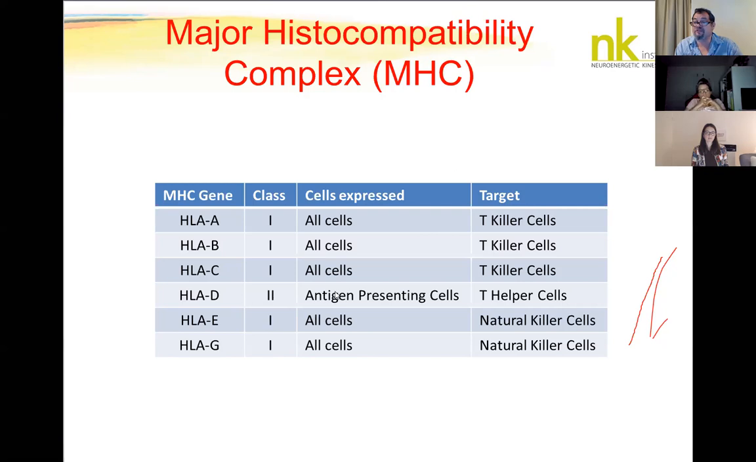Then you've got the class 2. They're only expressed on antigen-presenting cells, and the target is the T helper cell. And then you've got the E and G genes, which are again class 1, expressed on all cells, but the target are the natural killer cells.